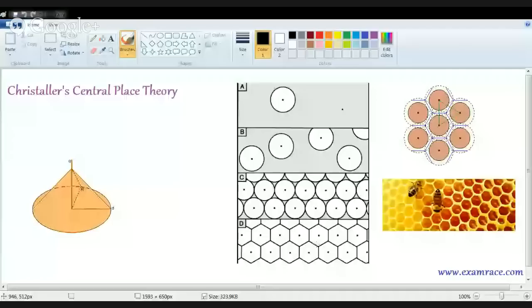So Christaller was an author from Germany and he propounded the central place theory in the 1930s. His theory was mainly based on the agrarian setup and the capitalistic society of Germany. So this theory was mainly applicable to a period dealing with an agrarian setup, with a lot of farmers in the system, and the society was mainly capitalistic.